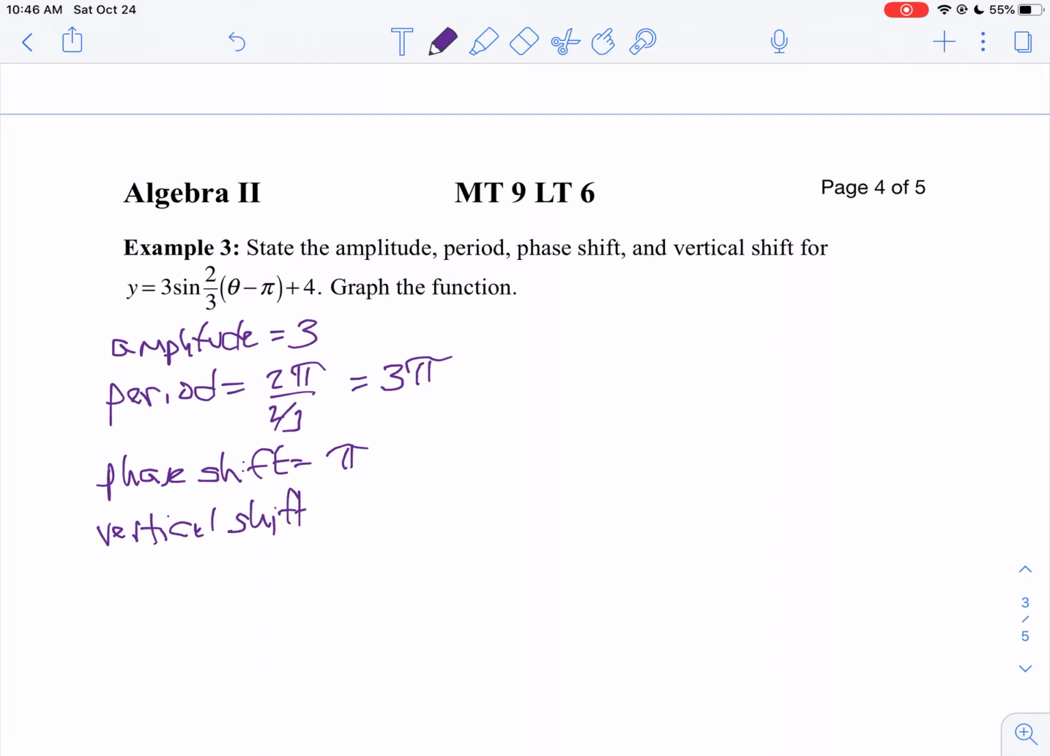So instead of going from 0 to 2 pi, we're going to go from 0 to 3 pi. That did not turn out very vertical there. I was trying to make my axis, okay? However, we're going to have a phase shift of pi to the right. So I think I'm going to start my graph over here at pi. And then I want to go to 4 pi.